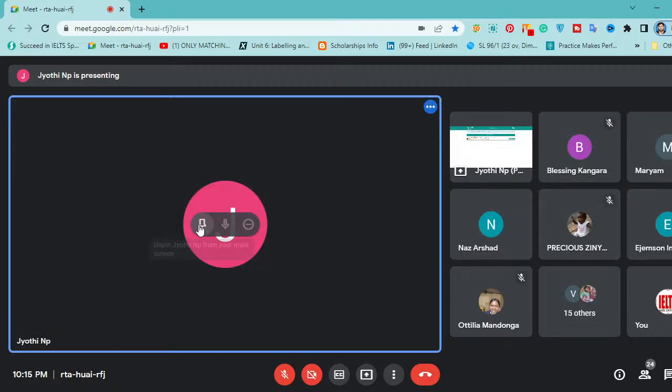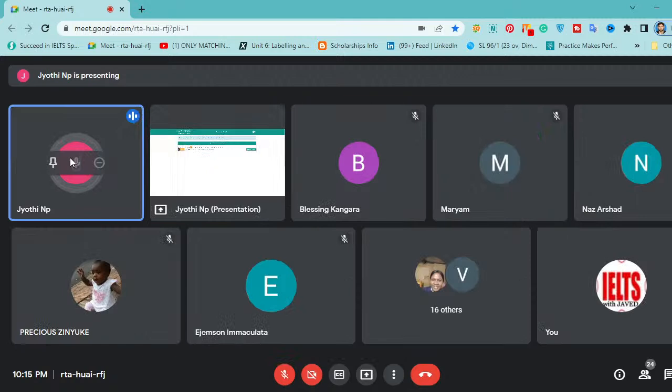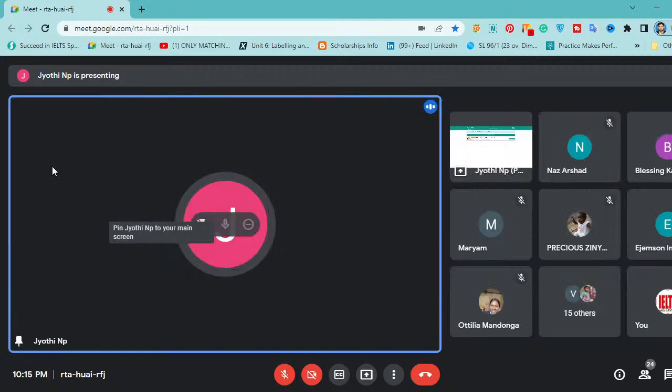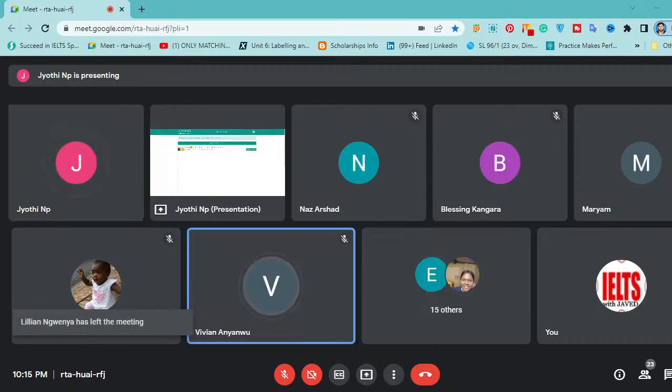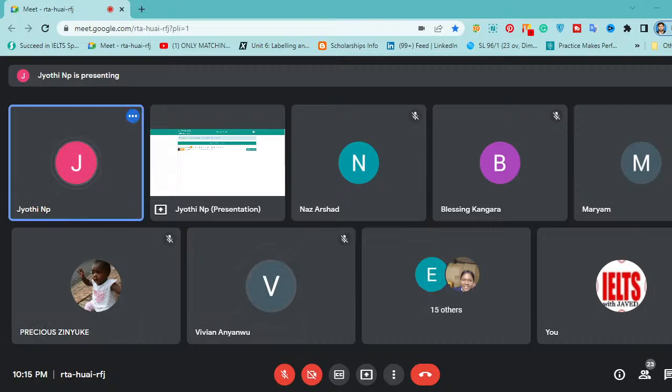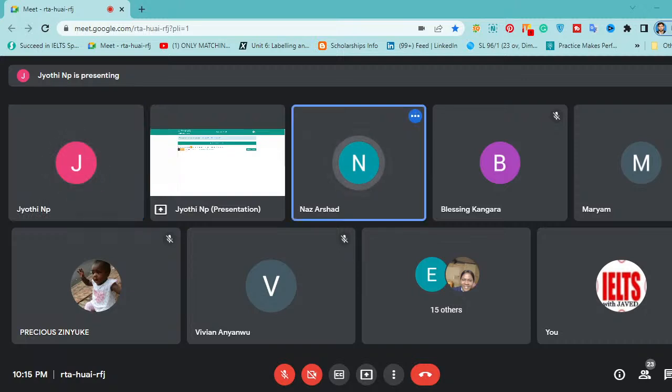Yeah, the body one, body two, body three, the structure, everything is going to be the same. There are no changes in this one. The only thing is you need to add the transition words or the connectors according to the body you're writing. Any other questions?